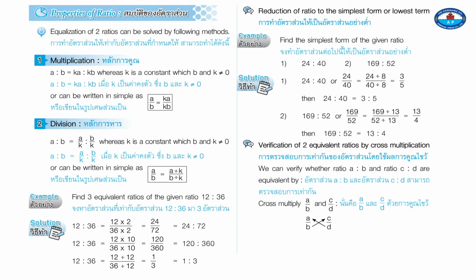Verification of two equivalent ratios by cross multiplication. We can verify whether ratio A:B and ratio C:D are equivalent by cross multiplying A over B and C over D. Consider the product of A times D and B times C with respect to the following principles.